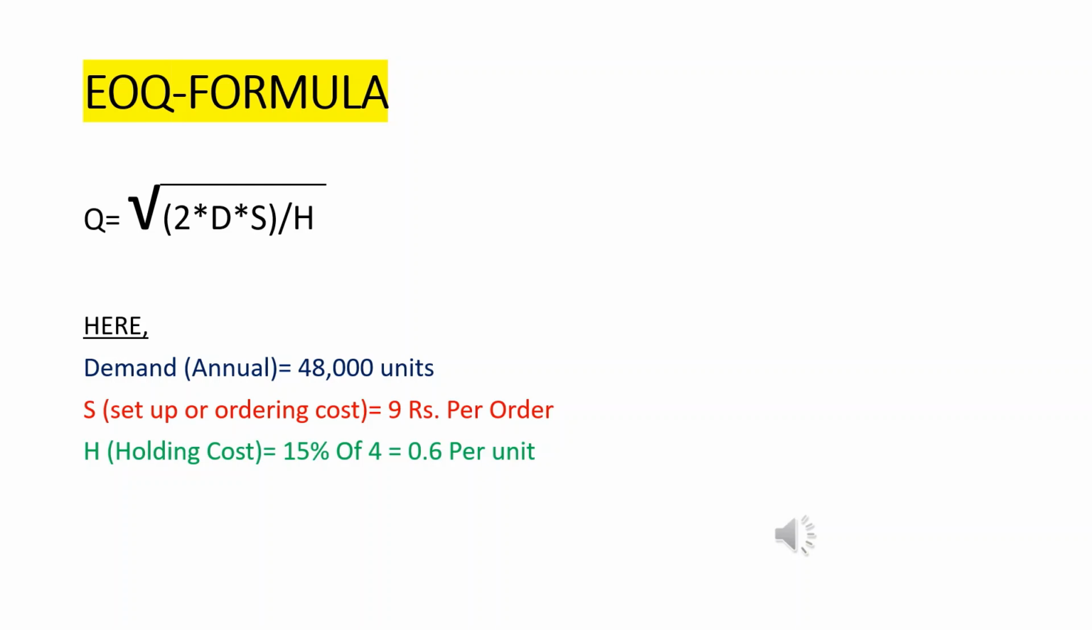This we are taking annual, that is, what your annual demand is for the units to be purchased. S, that means setup or ordering cost, has been given as 9 rupees per order. H, that means the holding cost, has been given as 15% of the unit cost, and unit cost is 4 rupees. So 15% of 4 is 0.6 rupees per unit. So that means your H becomes 0.6 per unit.